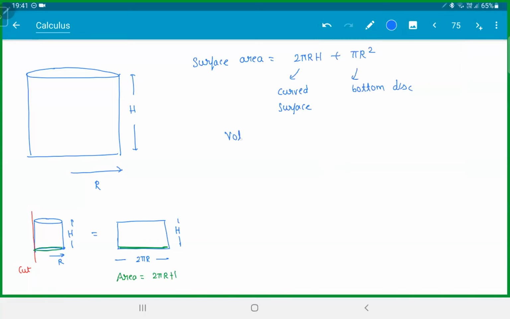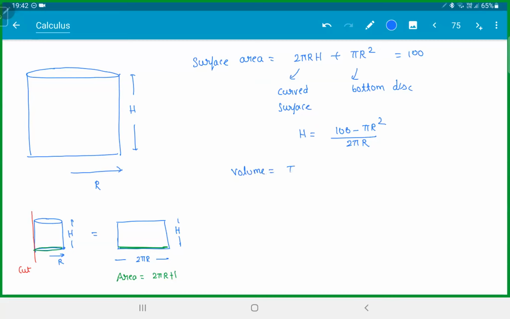What is the volume of a cylinder? Volume of a cylinder is base area pi r square into h. So again, there are two variables here, and this is 100. I don't want two variables. I need to eliminate one of them. H is the best one to eliminate because there's an r square here that gets messy. So h will be 100 minus pi r square by 2 pi r.